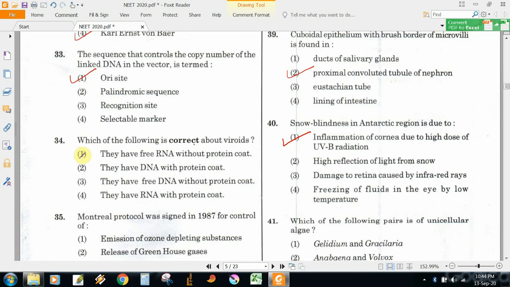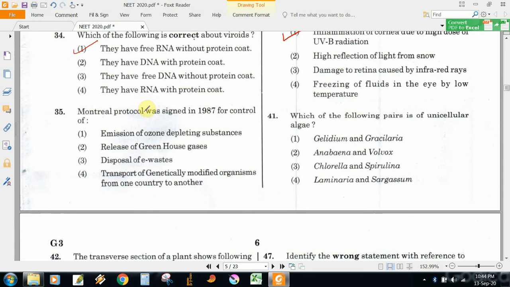Yes, they are free RNA molecules without any kind of protein code. So hence the first statement is the right option. Next one we are having: Montreal Protocol was signed in 1987 for the control of emission of ozone depleting substances. Yes. So the right answer for this question is the first one, emission of ozone depleting substances.